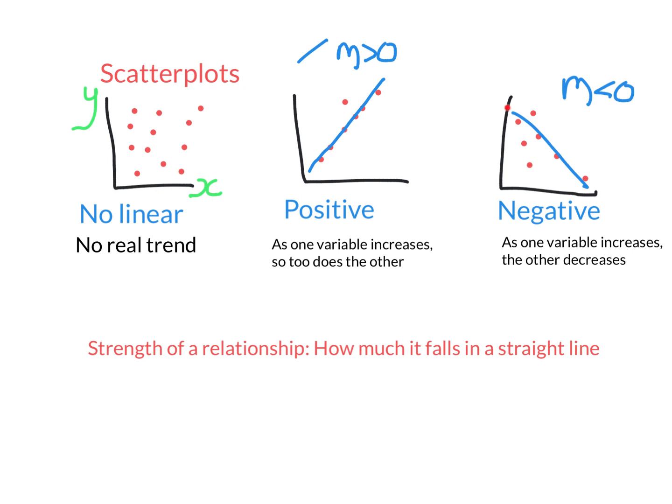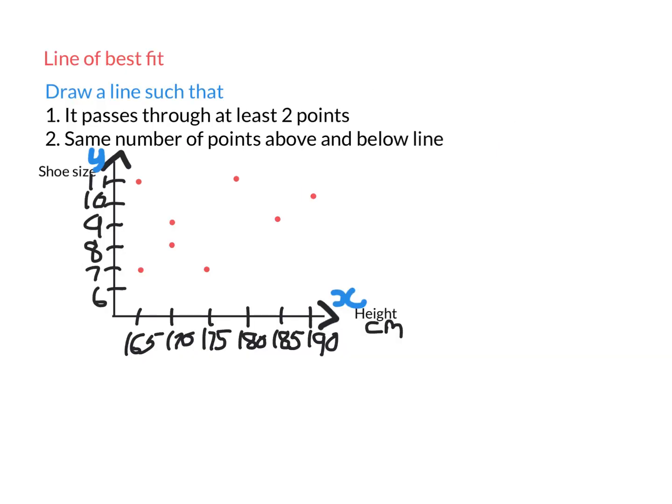So these lines that I've drawn here are called the lines of best fit. So let's look more formally at how we calculate those. To calculate the line of best fit from a scatter plot, what we want to do is draw a line such that it passes through at least two of the points, and there's the same number of points above and below the line.